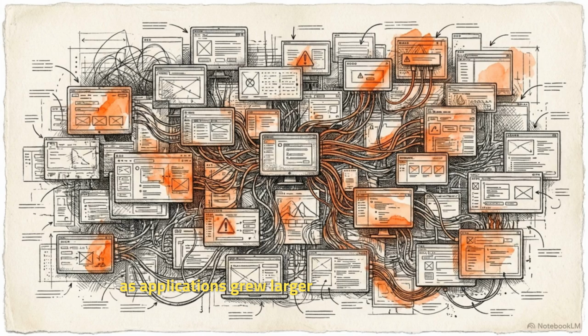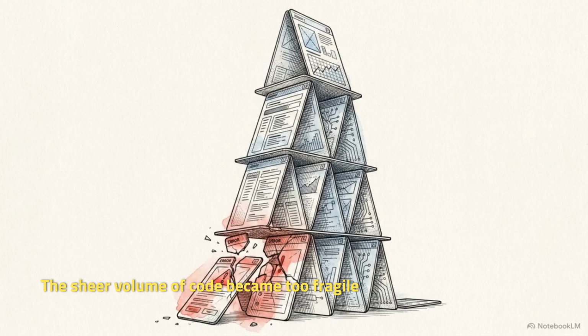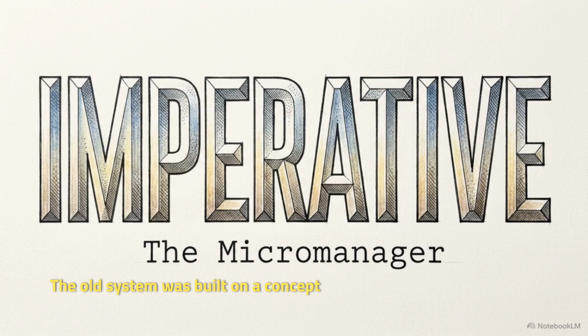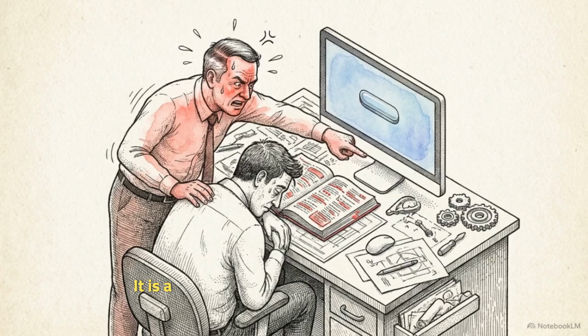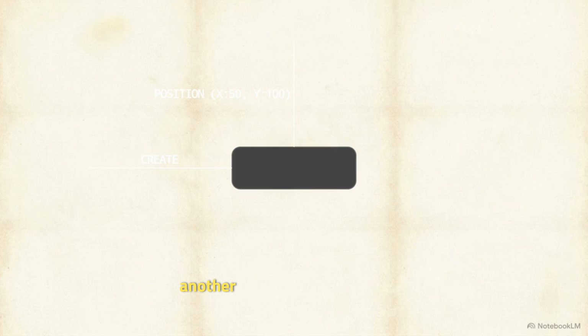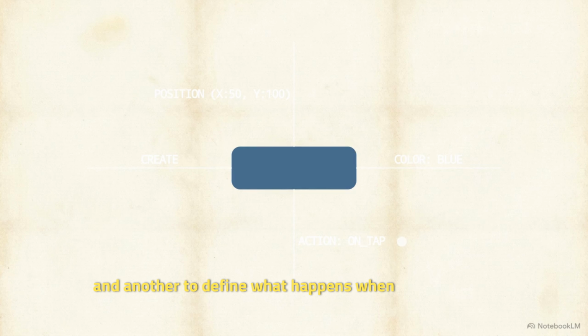As applications grew larger and more interactive, this manual method of building software hit a breaking point. The sheer volume of code became too fragile to maintain, forcing Apple to secretly rewrite the rules of how software is designed. The old system was built on a concept called imperative programming. It is a system where the developer writes out literal, step-by-step commands for every single action the device takes. If you wanted a simple button on screen, you couldn't just ask for one. You wrote a command to create the button, another command to position it, a command to set its color, and another to define what happens when a user taps it.